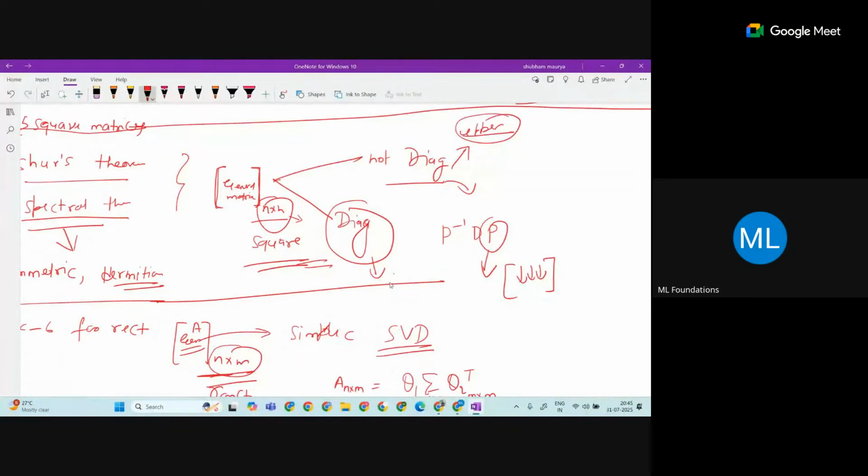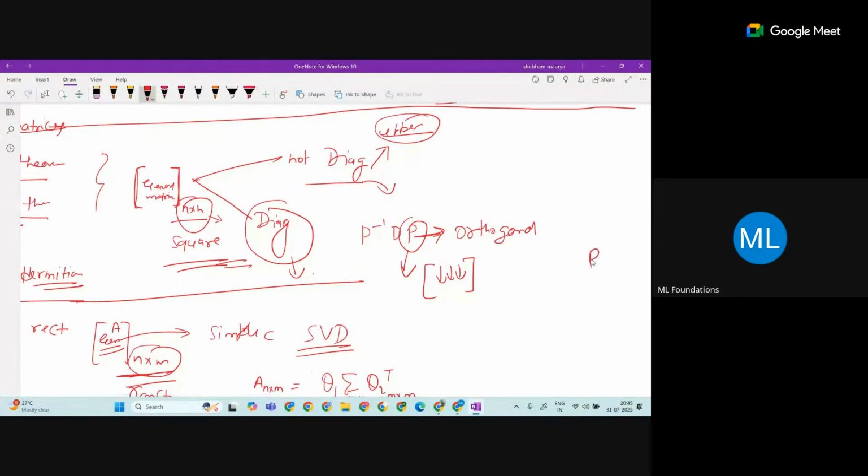So someone has a doubt: when will we say a matrix is orthogonally diagonalizable, what is the meaning of it? There is one word associated with that. If your matrix P is orthogonal, that's all. You know the definition of an orthogonal matrix: P transpose P is identity. So if this P is an orthogonal matrix, then you can call it orthogonally diagonalizable.